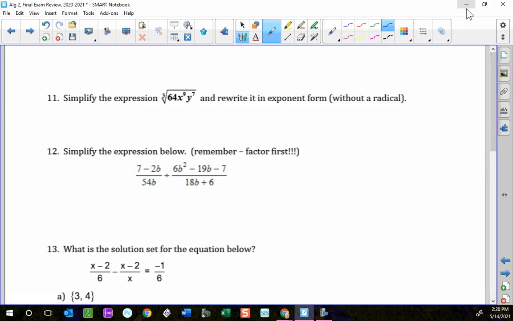Alright, so that part's going to be 4. 3 goes into 9, so I would put x to the 9 over 3. Well, 9 over 3 is 3. And y would be 7 over 3, and that doesn't reduce, so I'm done.